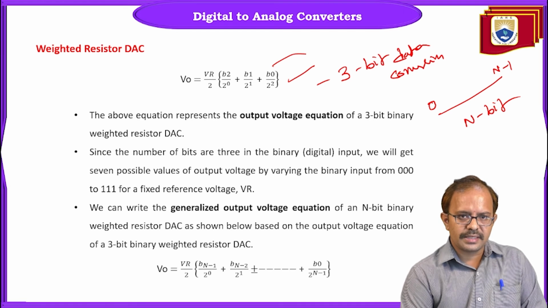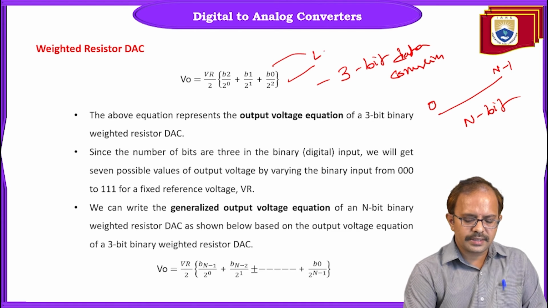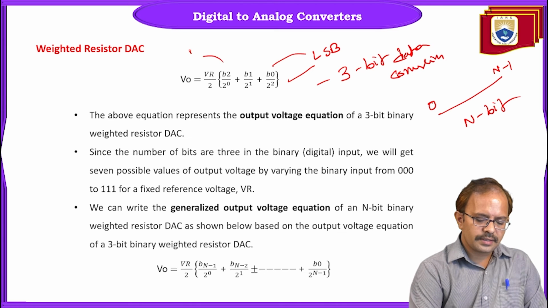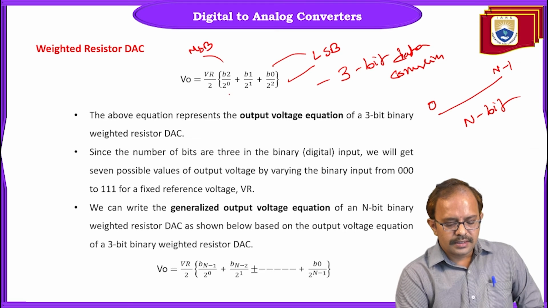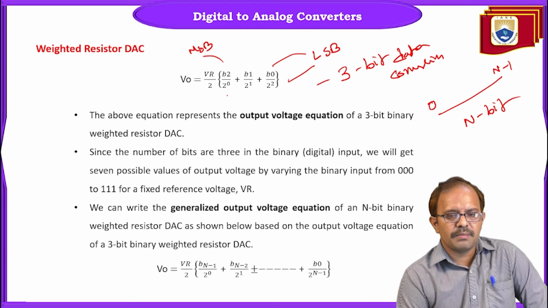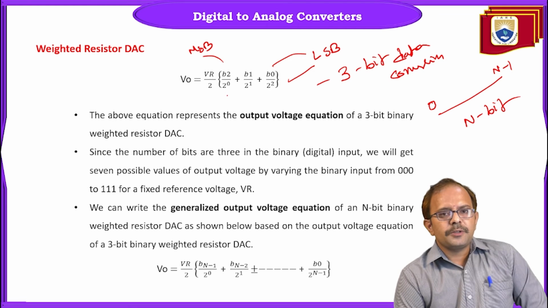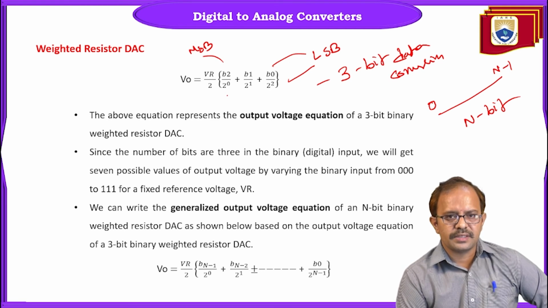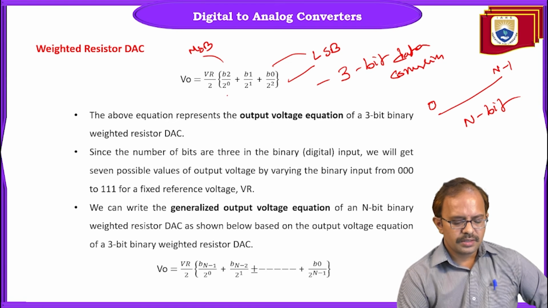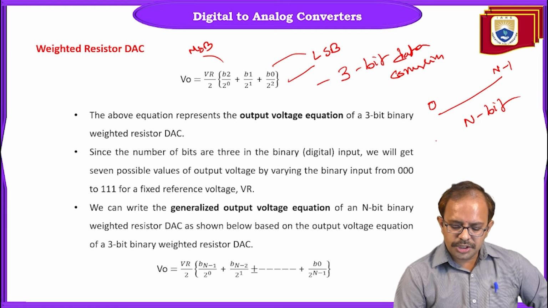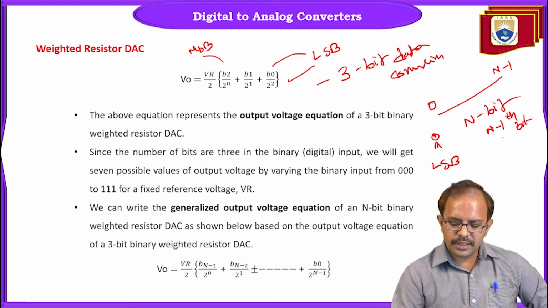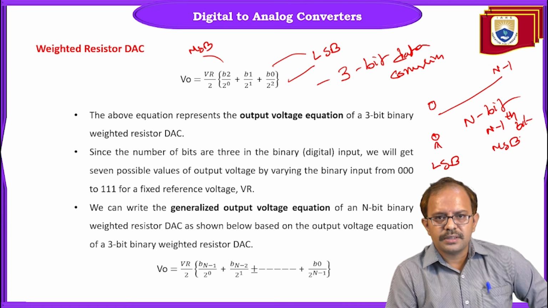In the very beginning of the analysis, we defined B0 as LSB and B2 as MSB. The corresponding weight of the resistance is defined as 2 power 0. Always remember, the MSB bit is going to possess the least amount of resistance compared to the remaining bits. So what is my MSB? If I say n-bit data, the first bit 0 is going to be LSB and the n-1th bit is going to be MSB.